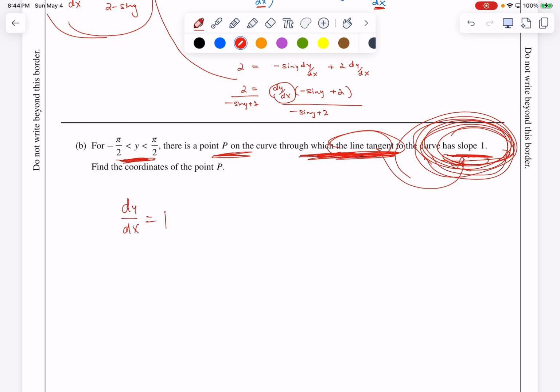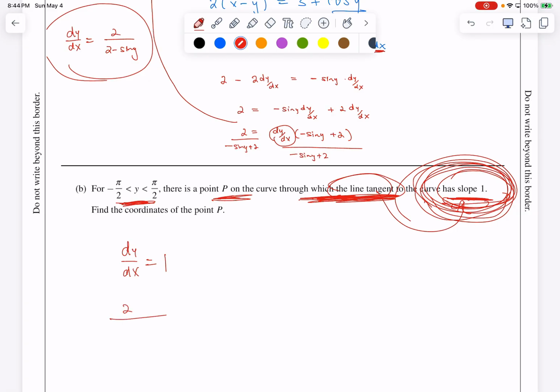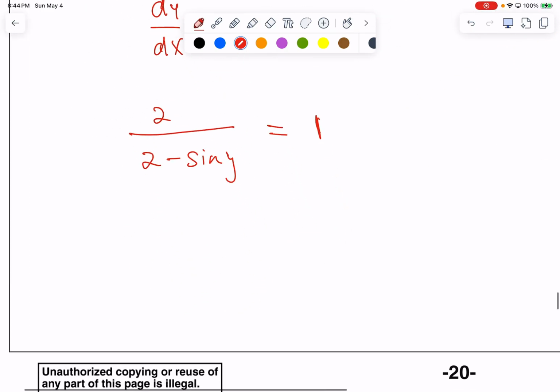So I'm going to take what I just did, which was 2 over 2 minus sine y, and set it equal to what? 1. Now what do we do? Now you know what to do. Multiply by 2 minus sine y. So we're going to have 2 equals 2 minus sine y. Now solve for sine y. Come on. Subtract 2. That gives me 0 equals negative sine y. Does the negative matter anymore? So 0 equals sine y.